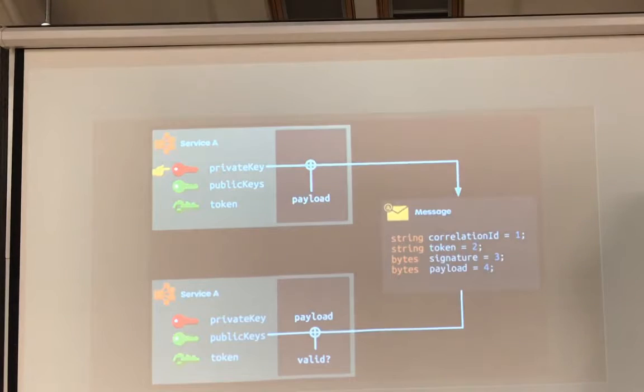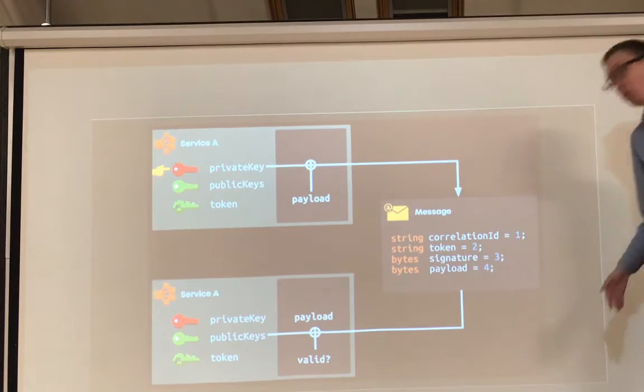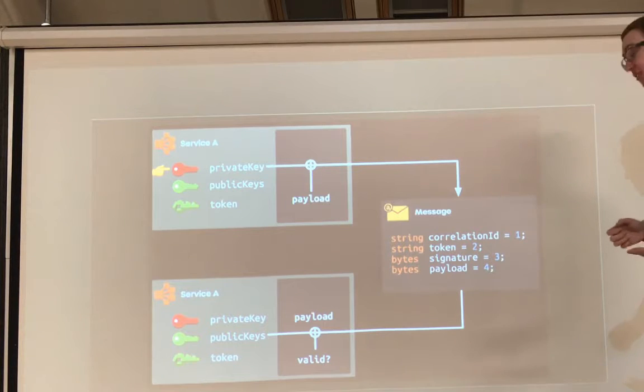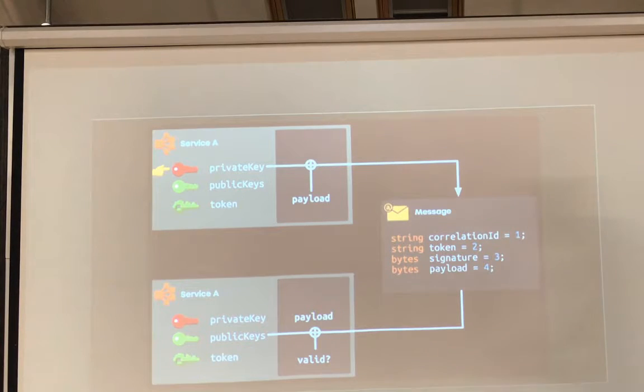So I have another diagram. I'm going to talk a little bit about how we maybe achieve that. So what if we said that every payload we push onto Kafka comes with an actual message, which could be a command or an event for another service, but we include with that a token and a signature. Now services have to cryptographically sign their messages.